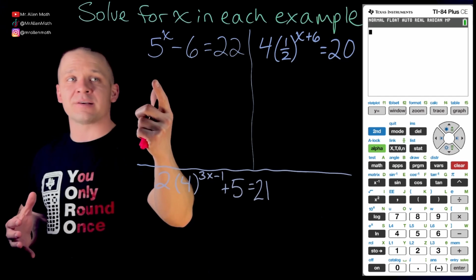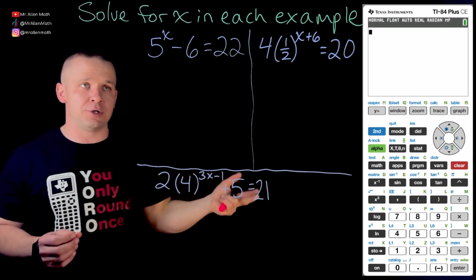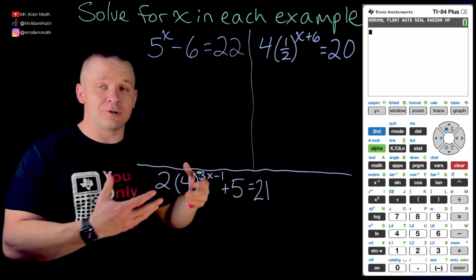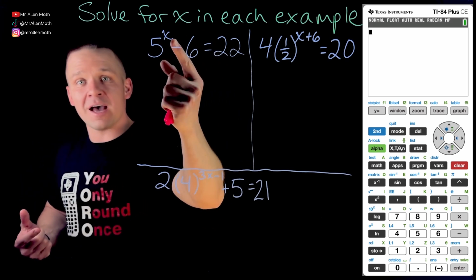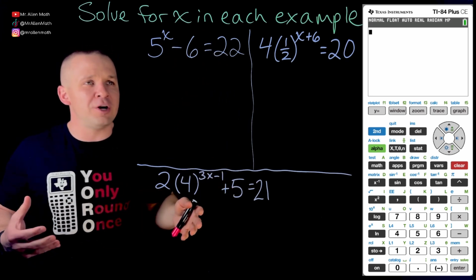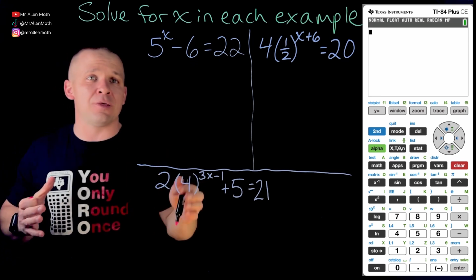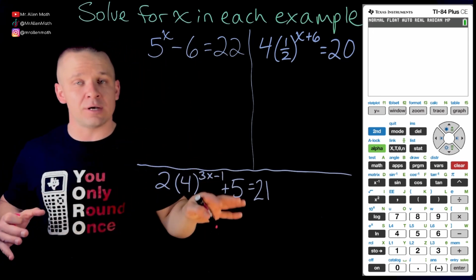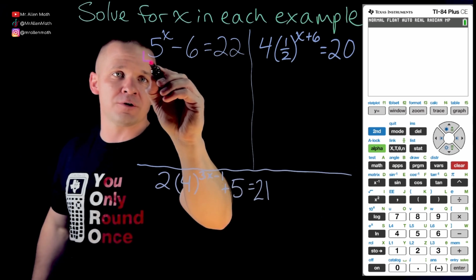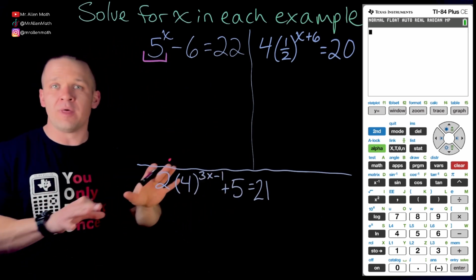All right, let's get it started with the first one. I've got 5 to the x minus 6 equals 22. Now, what's unique about an exponential equation is that my variable is in the exponent, right? It's not like any other equation you may have encountered prior. But the process here is basically I got to get the base to the exponent on its own first. Okay, so that's our first algebraic goal, if you will. And then we'll get to the next part.